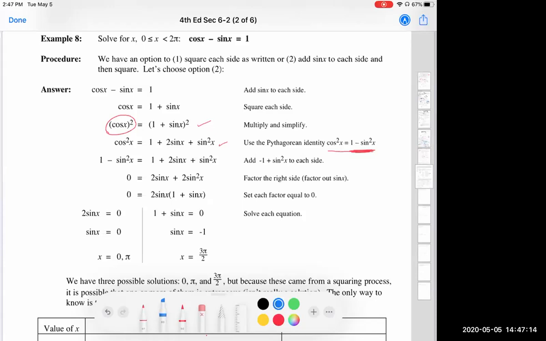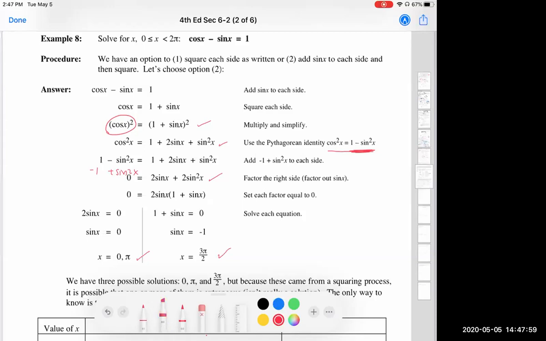All right. We go ahead and replace cosine squared with 1 minus sine squared. Now we have to set it equal to 0. So we move our 1 over, so minus 1. We move our sine over, plus sine squared x. And we're left with this: 2 sine x plus 2 sine squared x. We can factor, so it wasn't too bad. We're left with 2 sine x equals 0, and 1 plus sine x equals 0. We solve for each one, and we get x is equal to 0 and pi, and we're left with x is equal to 3 pi over 2.